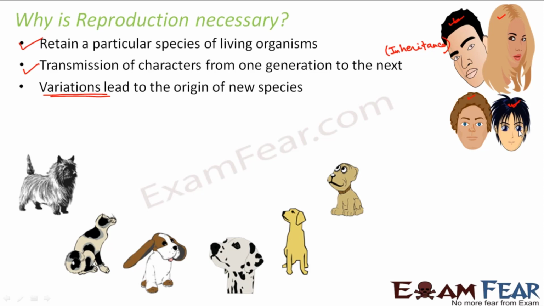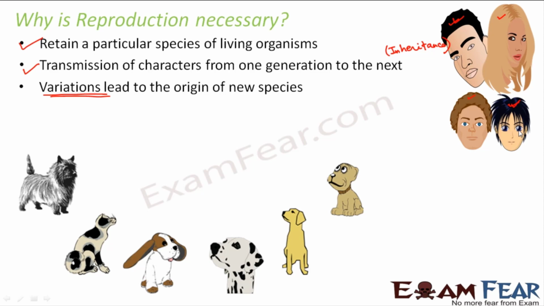Because maybe it all started with one single dog. Maybe there was just one variety of dog sometime long back, right? So maybe that dog reproduced. So two dogs mated and they reproduced. When they reproduced, maybe there was some small variation, like maybe one of their children had big ears, right?